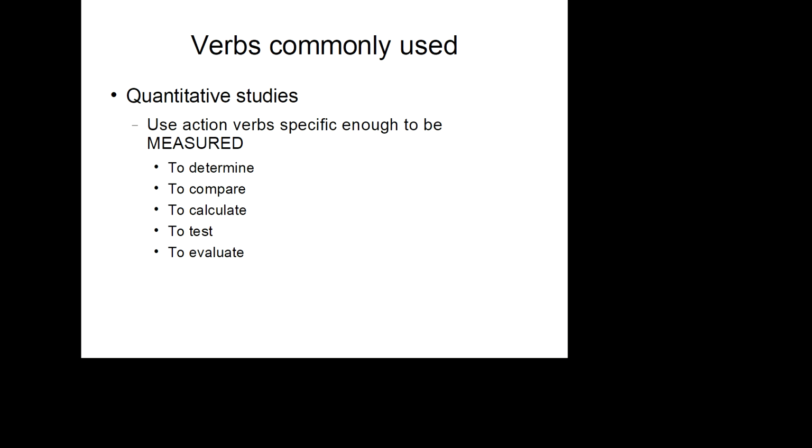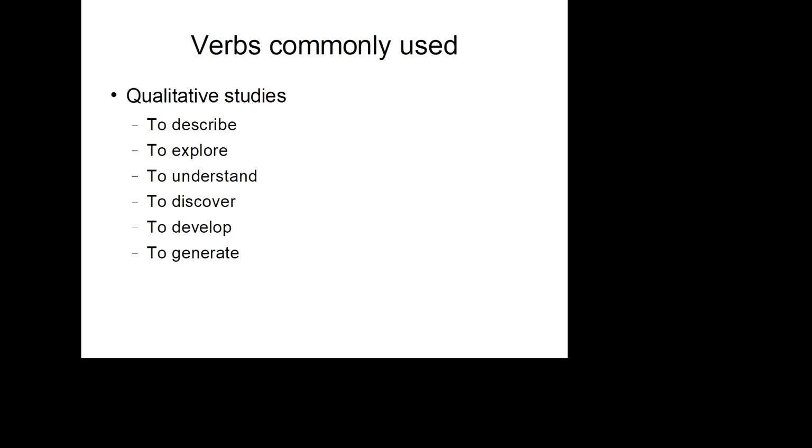Verbs commonly used in quantitative study are action words that are specific enough to be measured. So for example, to determine, to compare, to calculate, to test, to evaluate. All of these will result in a numerical result. Okay? And that is the nature of quantitative studies. In qualitative studies, on the other hand, these are non-numerical findings. Typically, they use verbs like to describe, to explore, to understand, to discover, to develop, to generate, and other similar terms.